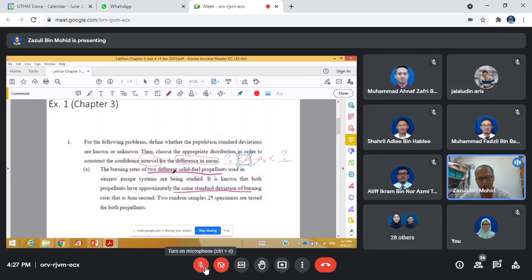The burning rate of two different solid fuel propellants used in air cruise escape system are being studied. Ada dua. It is known that both propellant have approximately the same standard deviation. Same standard deviation. Maknanya boleh jadi ni, boleh juga jadi ni.